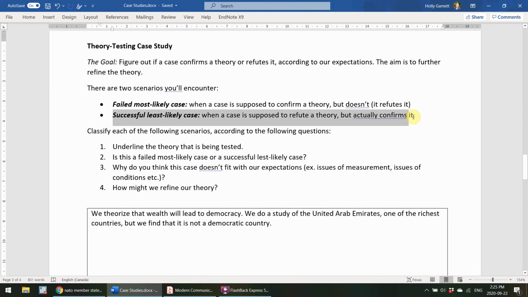A successful least likely case, on the other hand, is when a case really should refute a theory but ends up confirming it. This one you're going to find a lot less. I'll be honest, I found it really hard to come up with a good example in actual research on this one, because I think it's less common to see. The way they describe it in the textbook is actually fantastic. It's the Frank Sinatra test. So if the theory can make it here, it can make it anywhere, essentially.